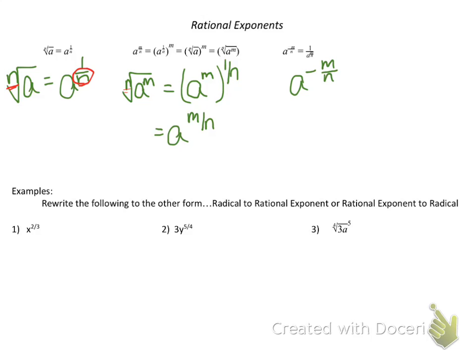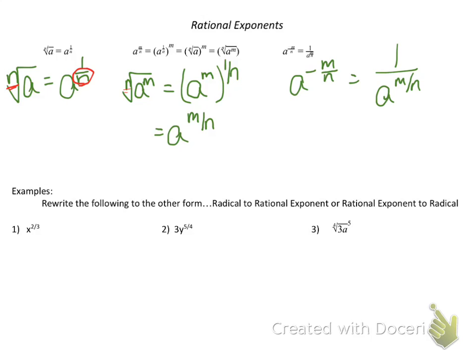And then just another reminder that when we deal with negative exponents, even if it's a fractional or rational exponent, that still means that we move it to the denominator. And just a reminder that if you have a negative exponent on the denominator, then it means to move it to the top. So let's rewrite some of these to the other form.